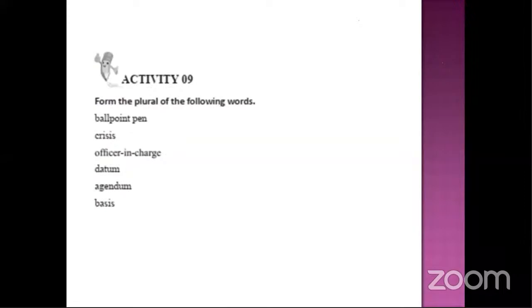Next one, activity 9. Form the plural of the following words. Now take out your workbook. Unit 8 workbook, activity 9. Okay, form the plural of the following words. Ballpoint pen. What is the plural one? Ballpoint pens. This is the main noun, so we have to pluralize the principal noun. That means pens.